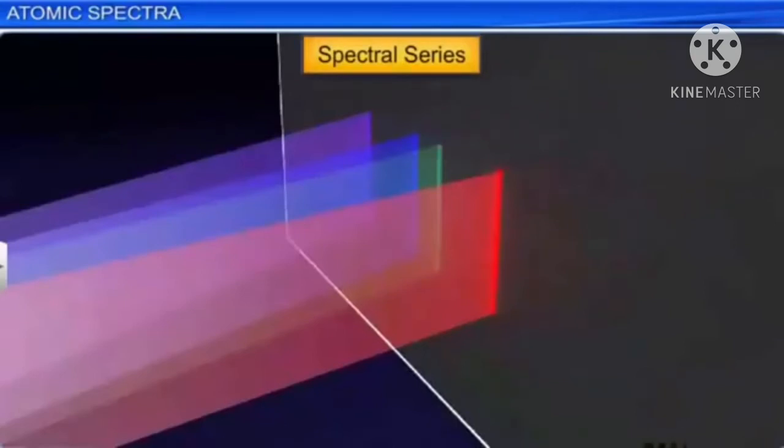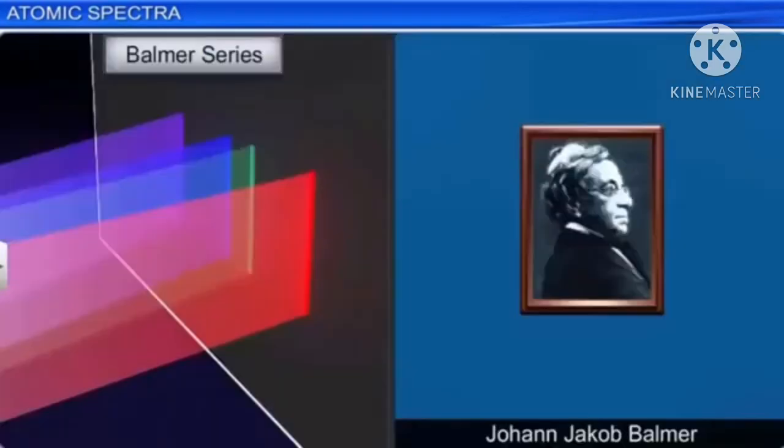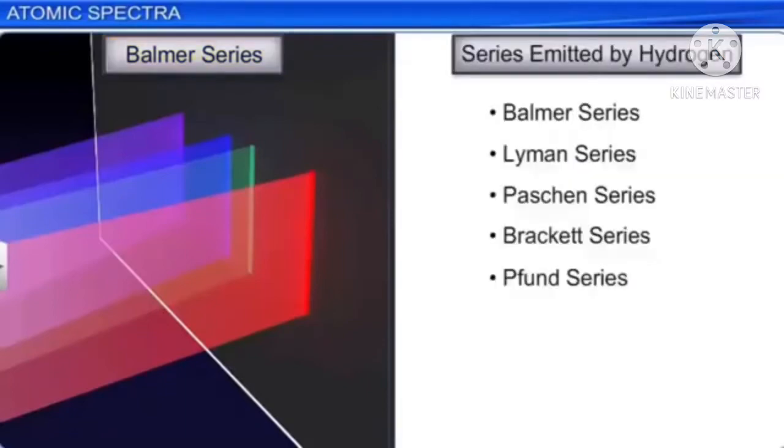Johann Jacob Balmer was the first to observe such a spectral series. Hence it was named the Balmer Series. The other such series emitted by hydrogen are namely the Lyman Series, Paschen Series, Brackett Series, and Pfund Series, where each one has been named after its discoverer.